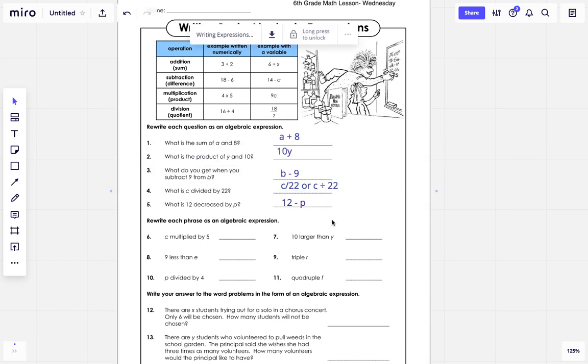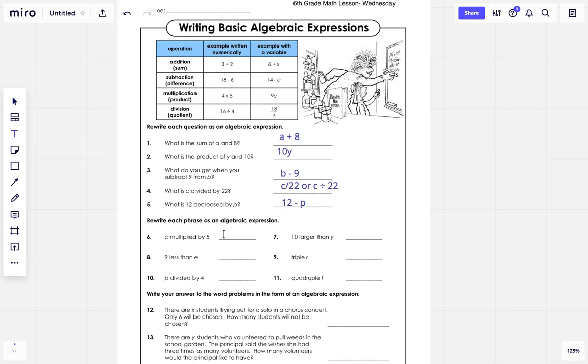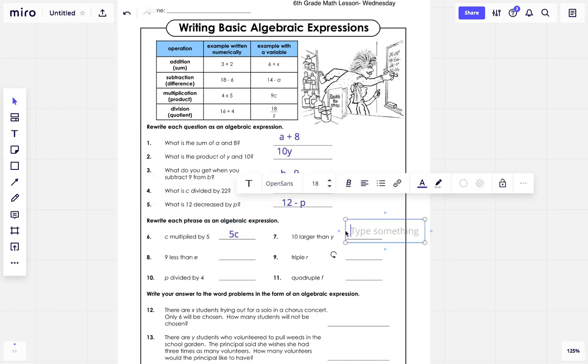Let's look at the next set of examples. We'll do a couple from here and we'll look at the 2 word problems. So c multiplied by 5. Remember, we don't write 5 times c because that looks like 5xc when we're working with variables. We just put our c, or our variable, directly next to the number. We look at number 7, 10 larger than y. 10 larger than means that we have to add y, 10 plus y.